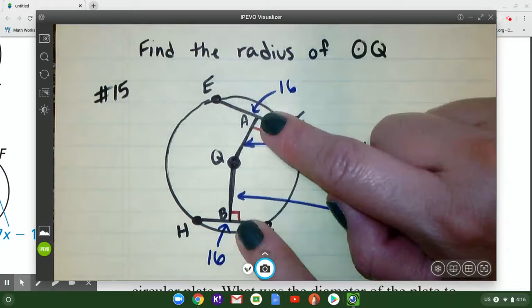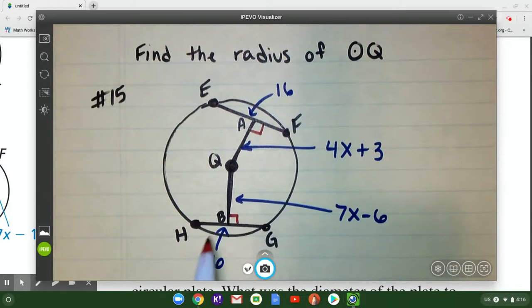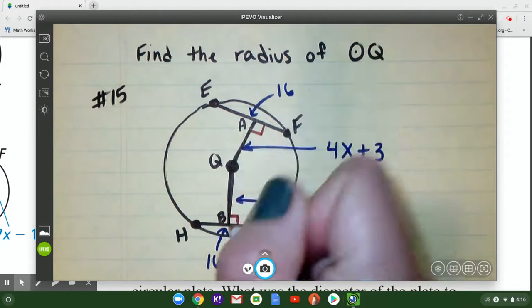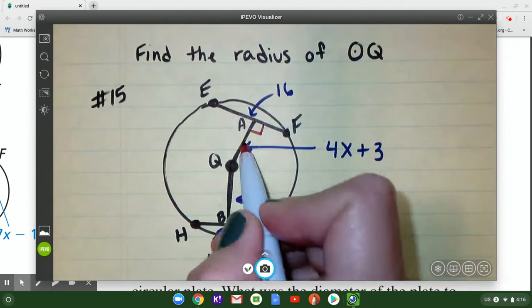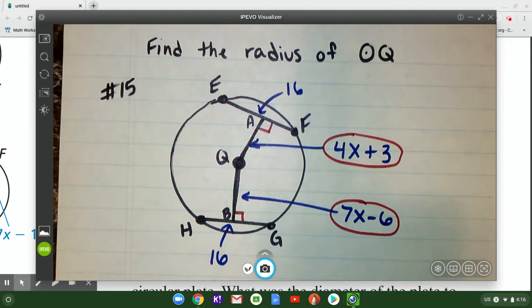So we're going to start here. The whole reason why they told you these two were both 16 is since these two chords are congruent, that means these two pieces are equal. So since these two are congruent, you're going to make this equal to this. So that's where you start.